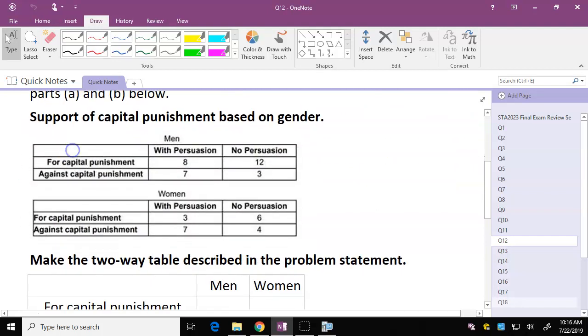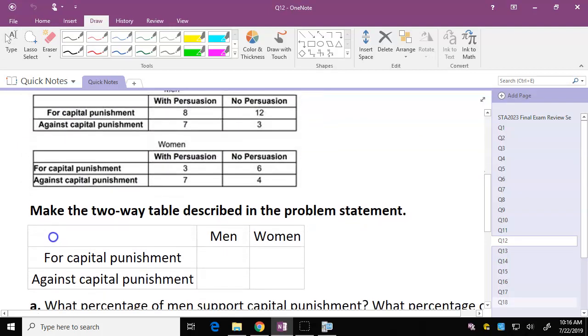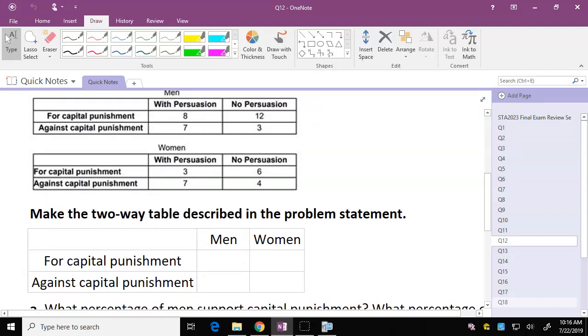So let's complete our parts. All right, so here's our information. Top one's about men, the bottom one's about women. So we got to fill in our table. We got to combine this information. How many men were for capital punishment? 20. How'd you get 20? Yeah. Add those two guys together. Gives you 20.